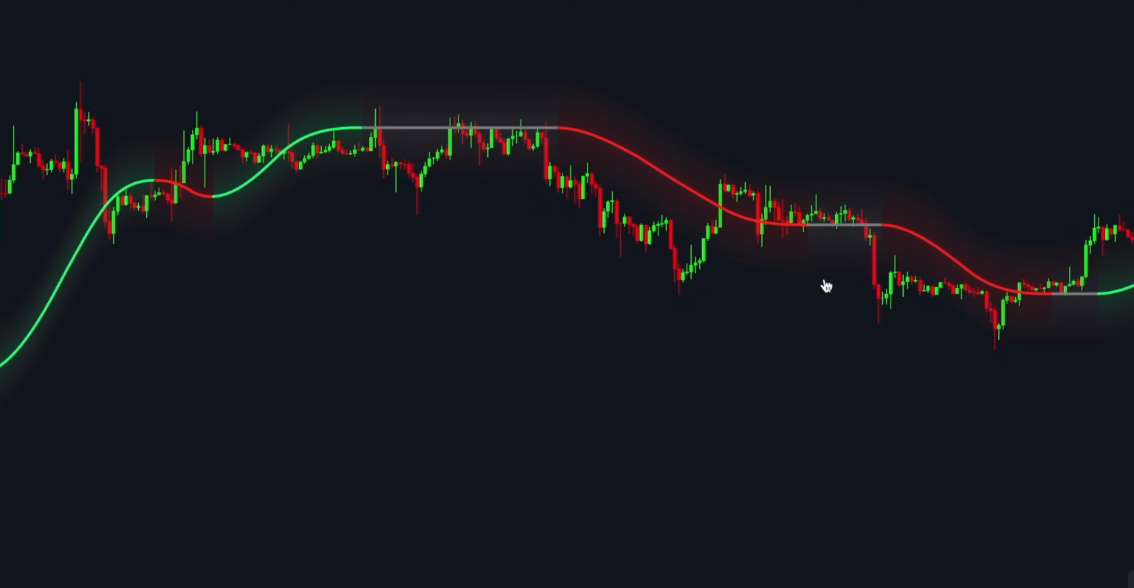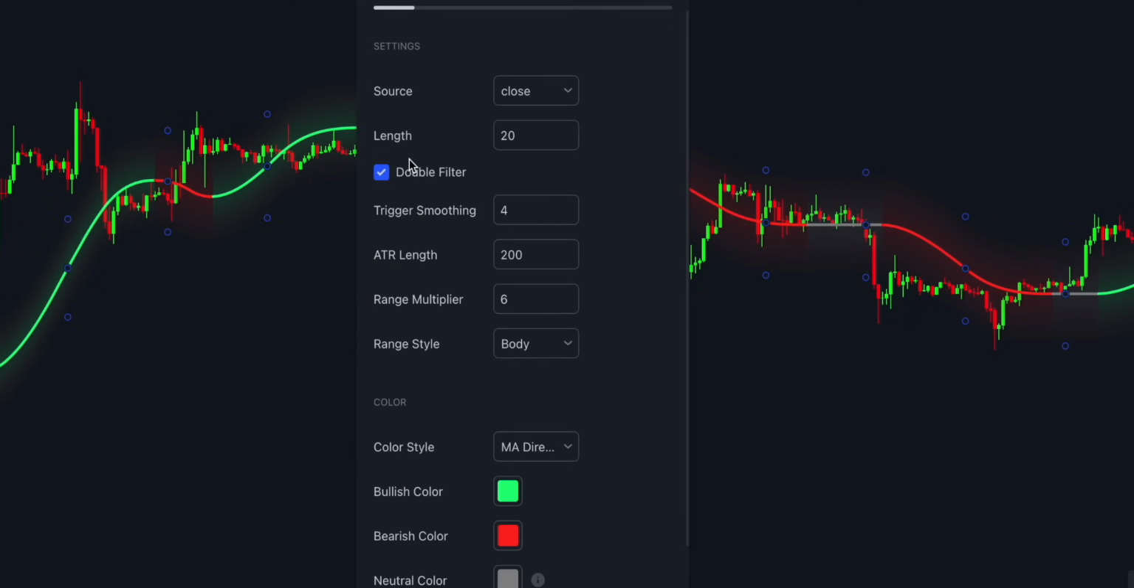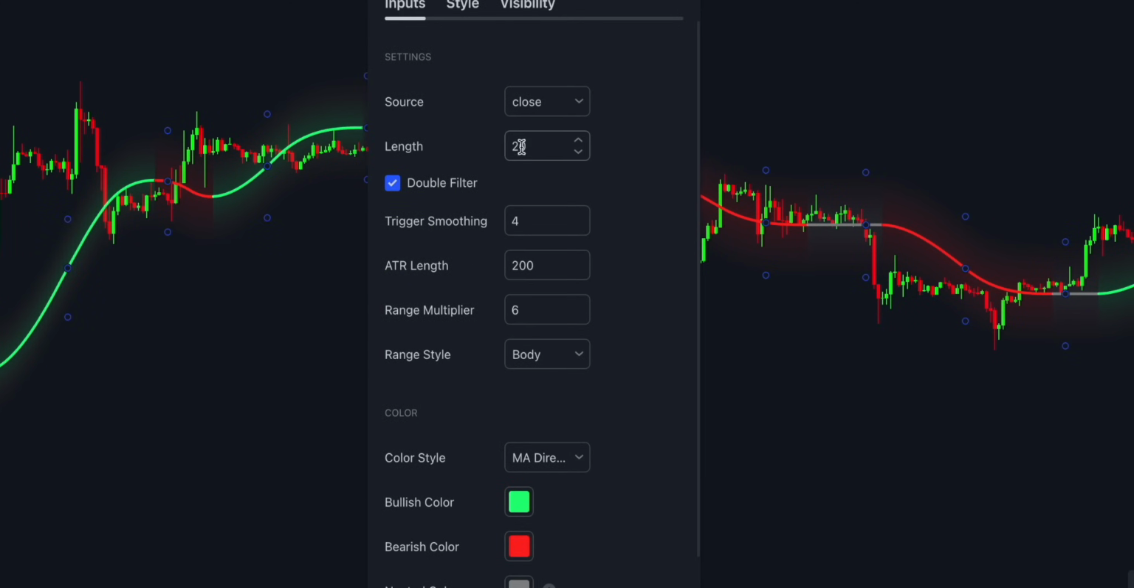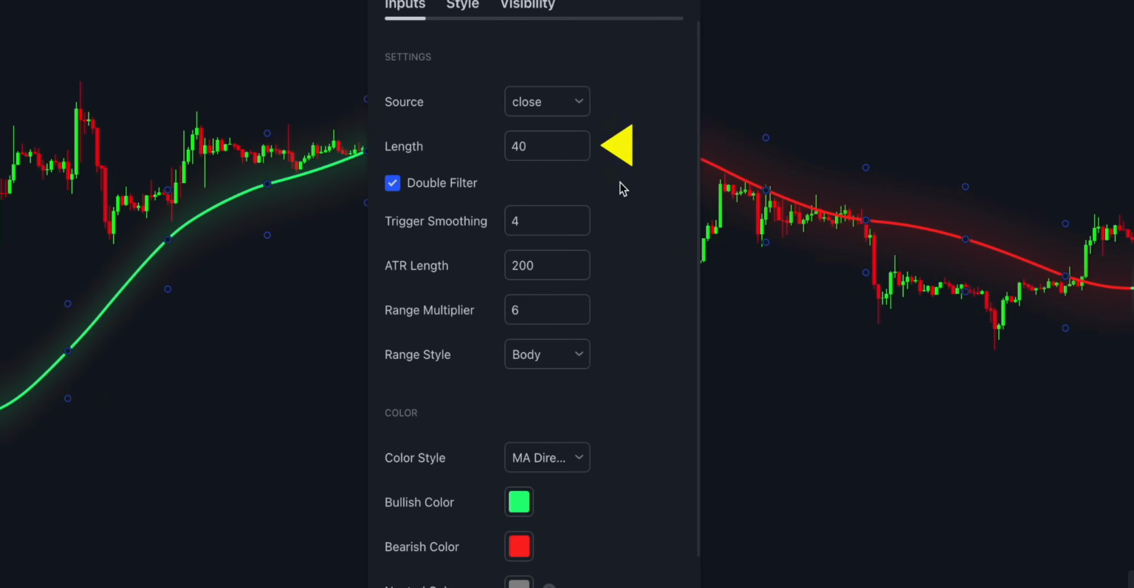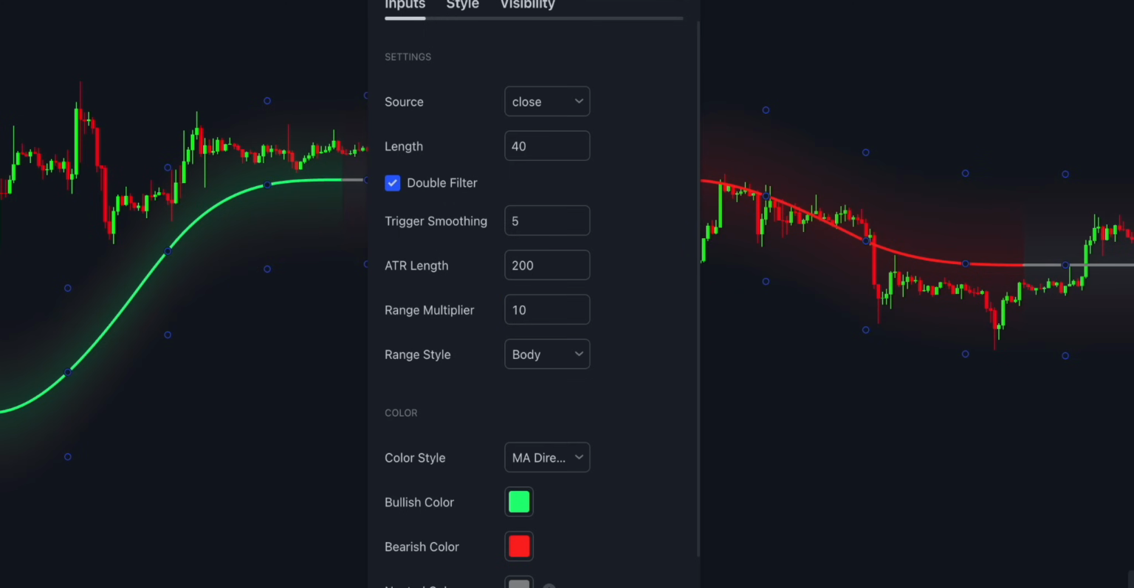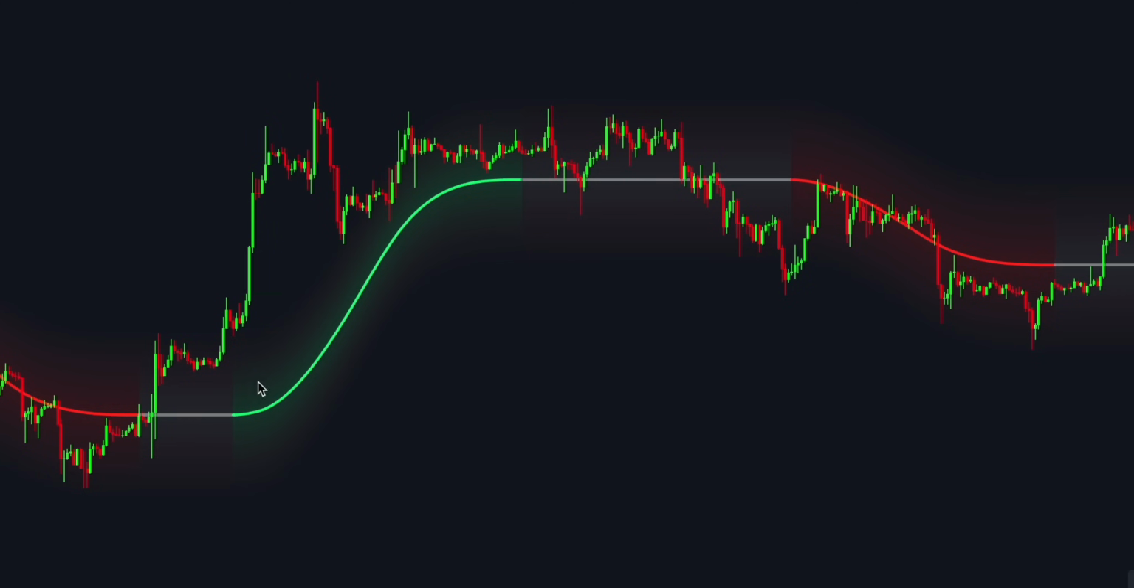In the indicator inputs, you can customize the moving average length and sensitivity. I personally prefer setting the length at 40. The main purpose of the double filter is to smooth out the moving average. I recommend setting trigger smoothing to 5 instead of 4. Customizing the range multiplier can affect how the MA reacts to price changes. The higher the number, the less sensitive the indicator becomes to trends. For example, if we set this number to 10, the indicator will become more precise in identifying the market range. Check out how smooth the line has become.